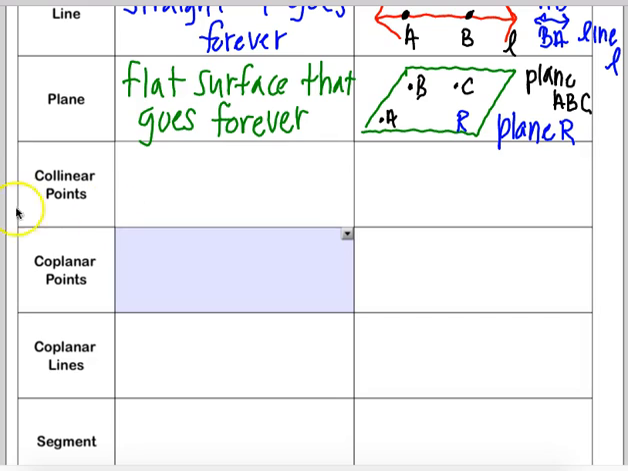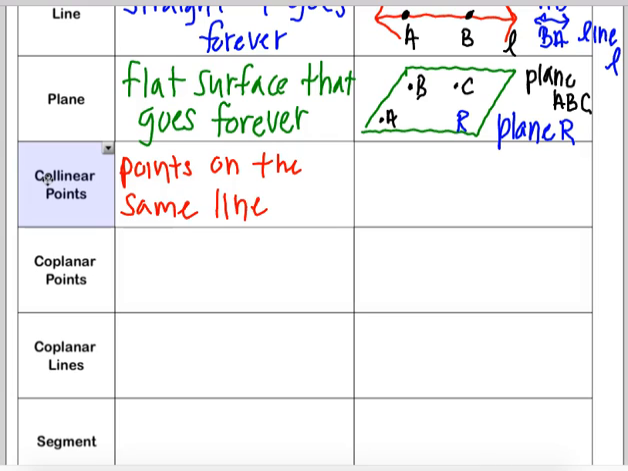Collinear points are points that are on the same line. So points that lie on the same line. So again, here would be a picture. There's my line L. And then I would have points A, B, and C. Those points would be collinear.